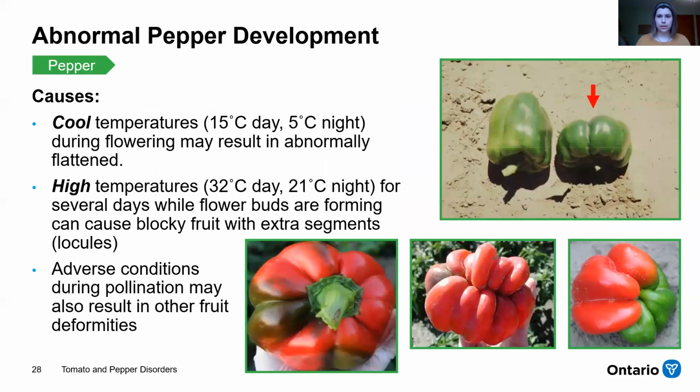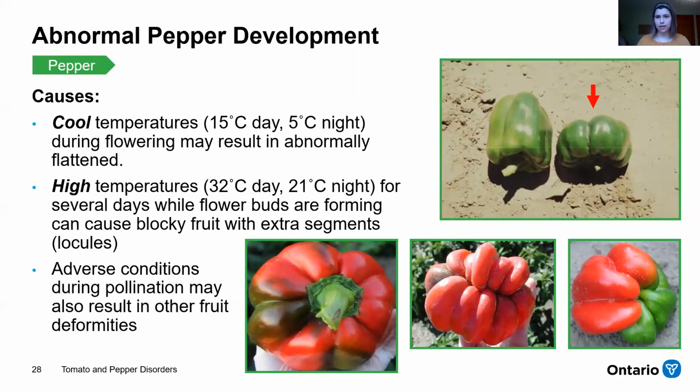For peppers, there is abnormal fruit development observed in different environmental conditions. So in cool conditions, being 15 degrees Celsius during the day or 5 degrees Celsius at night during flowering, this might result in abnormally flattened seedless peppers, which may also have a little pointed area at the bottom, which can be seen in the top photo on the right-hand side.